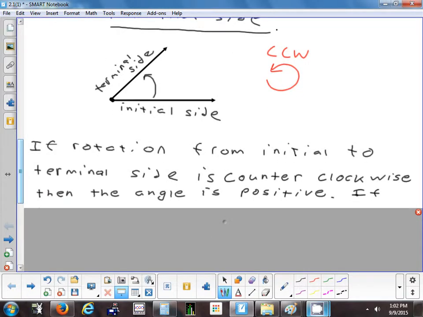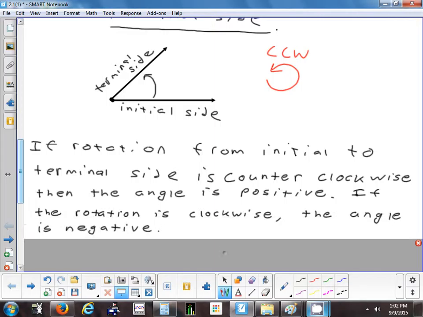What do you think would happen if you measure an angle in the clockwise direction? What kind of angle do you think that would be? Yeah, it would be negative. So if you measure it the other way, clockwise, that's negative. The abbreviation I'll use is CW for clockwise.